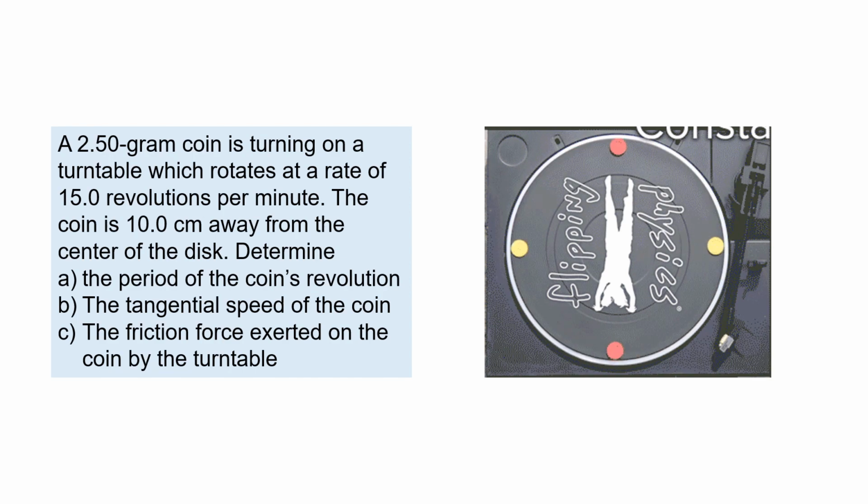Your goal is to determine A, the period of the coin's revolution, B, the tangential speed of the coin, and C, the friction force exerted on the coin by the table. So let's go ahead and get started. Here is our problem again, and we'll start, as always, by drawing a physical diagram of the scenario.